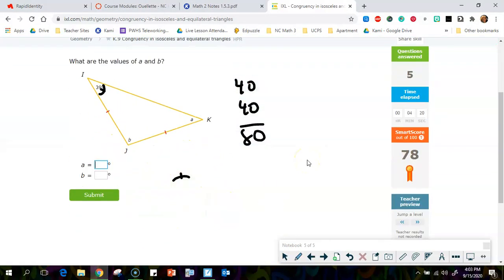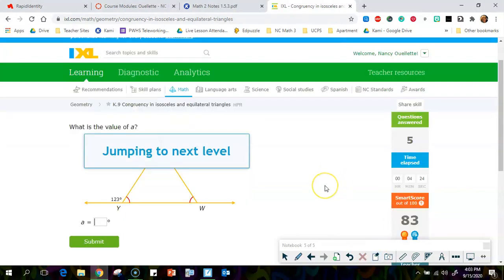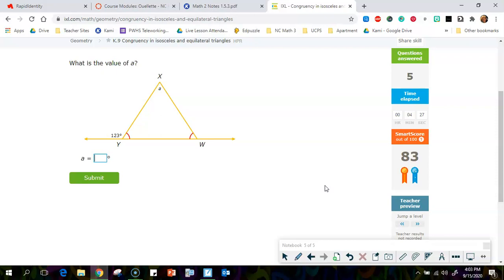All right, that puts us at a 78, so we're almost at an 80. Let's jump another level and see if we can get to the, oh, that's an 83. Okay, this is a good one because this has an exterior angle on it. This is asking for angle A. This is an isosceles triangle, so this angle and this angle are congruent.